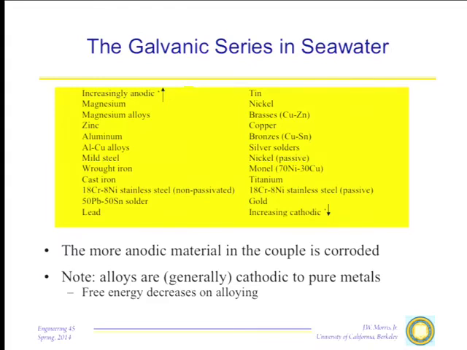So wrought iron will corrode aluminum and copper alloys. Gold will corrode anything. Stainless steels, when passivated, that means they've already got a good oxide coating on them, will also corrode most things. Given two dissimilar metals in contact, the one that's lower in the series will corrode the one that's higher in the series.